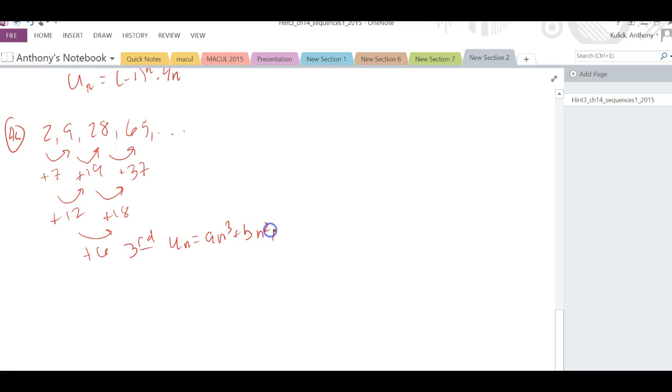Since it's a degree 3 polynomial, because it has a third common difference, and we're assuming this is a third common difference because we're out of other options, it's going to be of the form u sub n equals an to the third plus bn squared plus cn plus d.